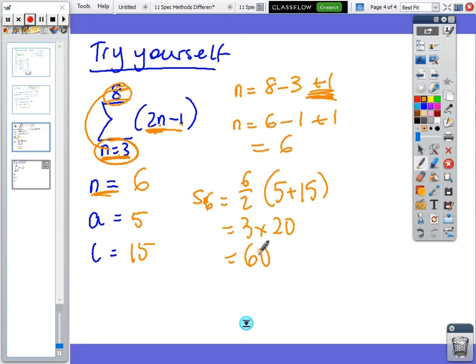Okay, so with this new way, we can now do all these sigma questions with a shortcut using the new formula for the sum of an arithmetic sequence.